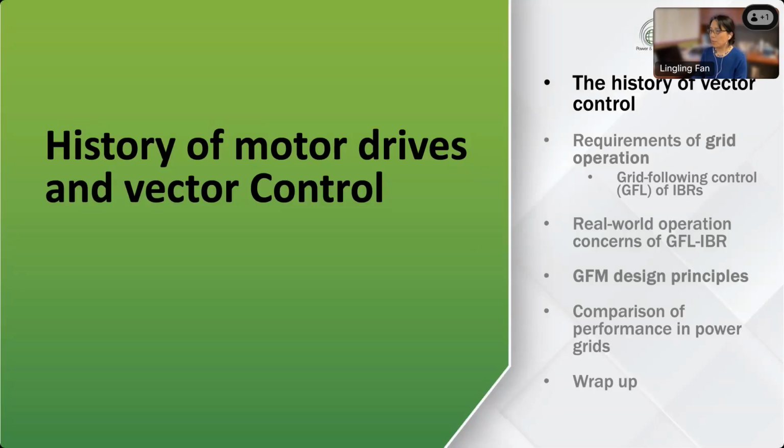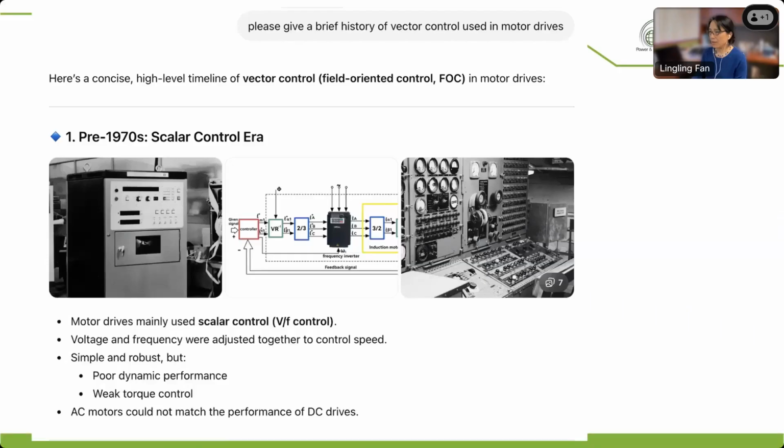All right, now I move on to the first one, called History of Vector Control. This is related to motor drives. Currently, you don't use Google, right? You use ChatGPT. So I told ChatGPT, please give me a brief history of vector control used in motor drives, and it gives you a couple of pages. The first one says pre-1970s, it's the scalar control era. Scalar control, V/F control: keep V and F constant, sort of like keeping the flux constant, used in motor drives.